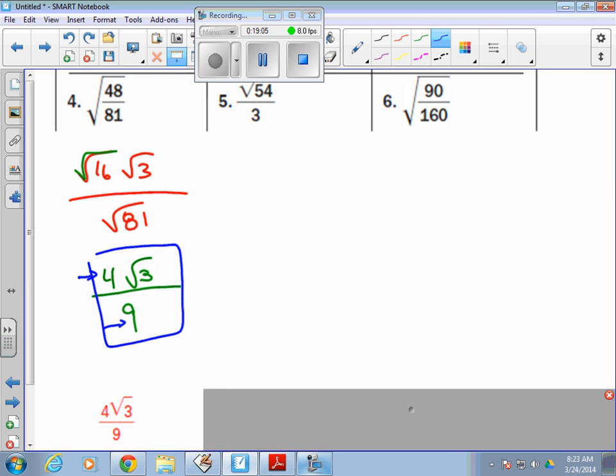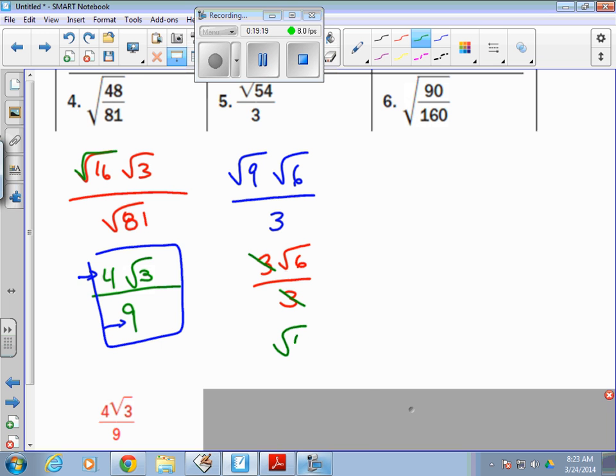The square root of 54, when you break it down, is the square root of 9 times the square root of 6. The square root of 9 is 3 square root of 6 over 3. Now you have 3 over 3. They'll cancel each other and simply leave you with the square root of 6.